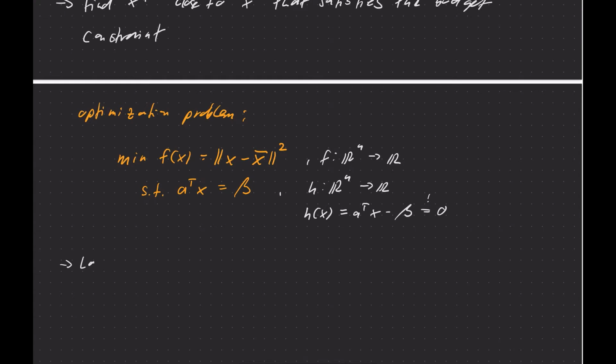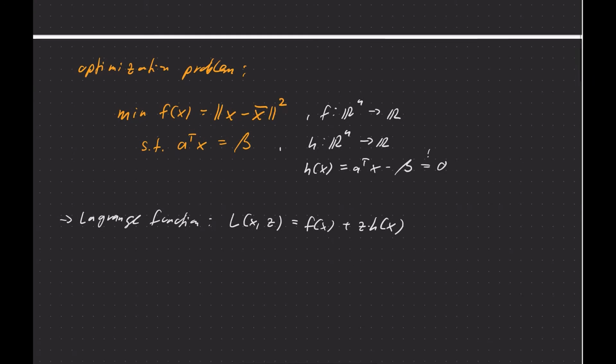And again, let's have a look at the Lagrange function. So L of x and the Lagrange multiplier z. The output of that function h is one-dimensional. That means we only need one real Lagrange multiplier. We call that one z. So this is f of x plus z times h of x, as you know. And specifically, here what we have is the norm of x minus x bar squared plus z times A transpose x minus beta.